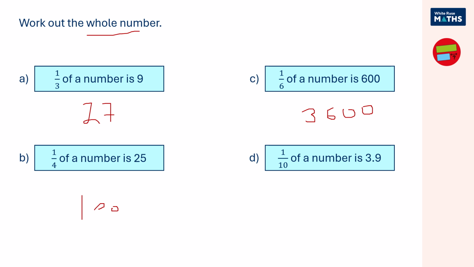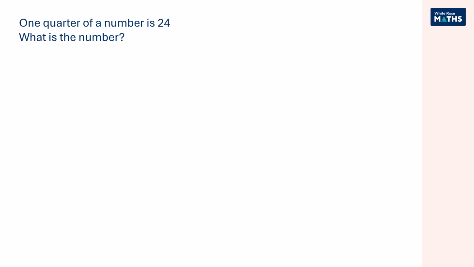Remember this topic is reverse fractions of an amount. 1/10 of a number is 3.9. It's going to be 39. 3.9 divided by 1, 3.9 times it by 10, I get 39. So move the decimal point one place to the right. We get 39. Well done if you got that. So A is 27, B is 100, C is 3,600, and D is 39.